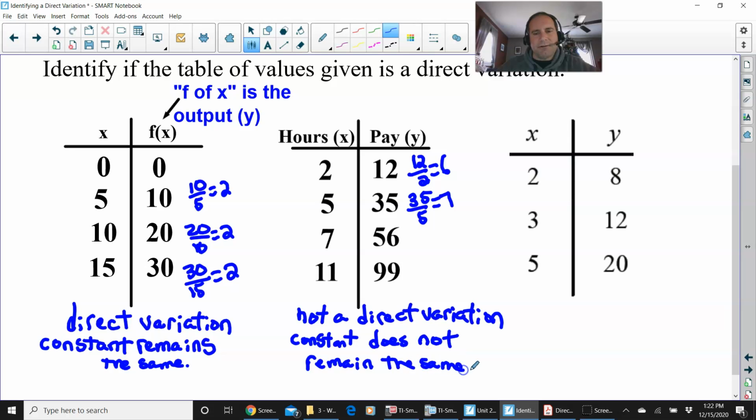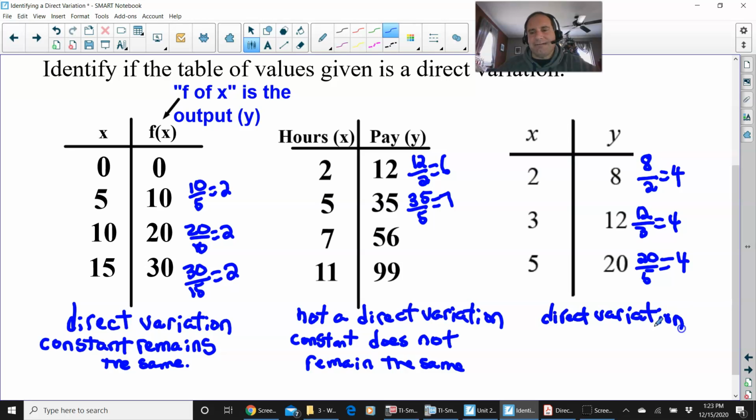Let's check that third one out, and we're going to do the same thing. Y divided by x, 4. 12 divided by 3, 4. Check all of them. 20 divided by 5, 4. Direct variation. And that's because the constant remains the same.